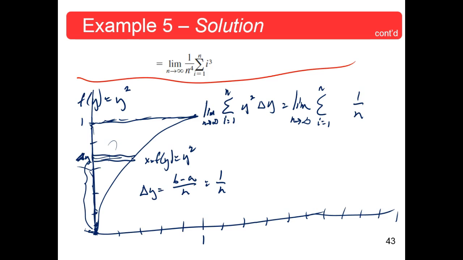Okay. Now, your position here, wherever you are here, this is going to be your y value. And this y value here is going to be 0 plus however many increments you have, which is 1 over n, from 0.